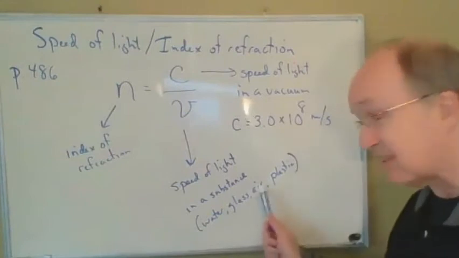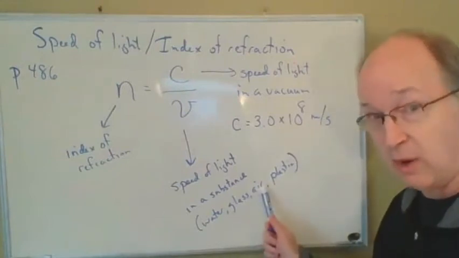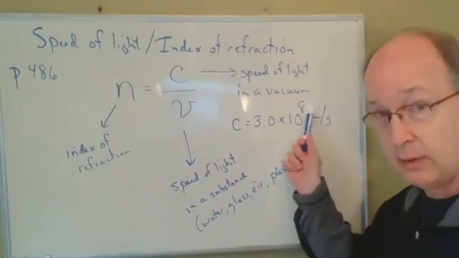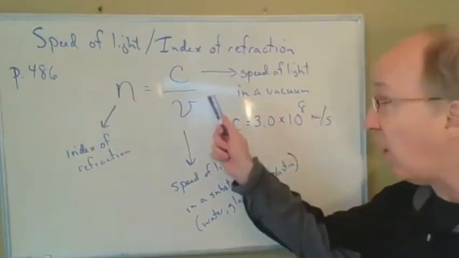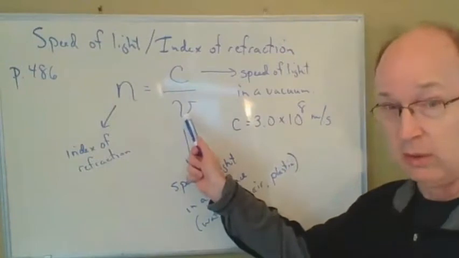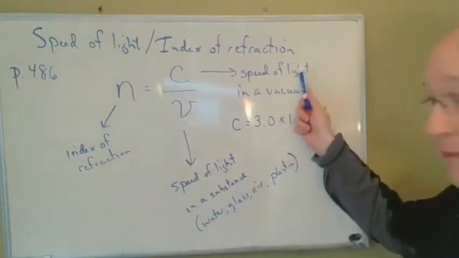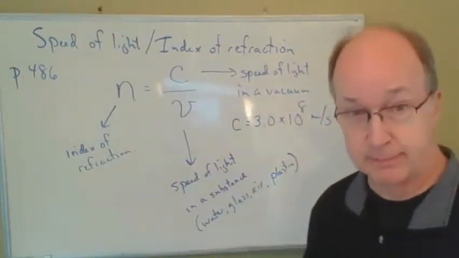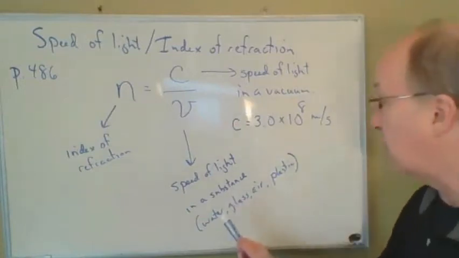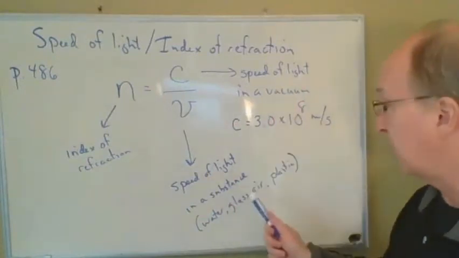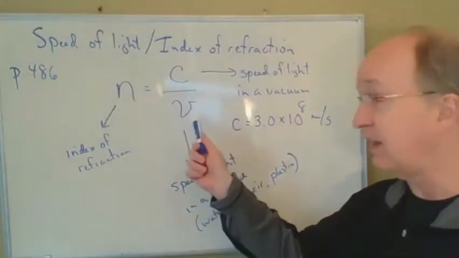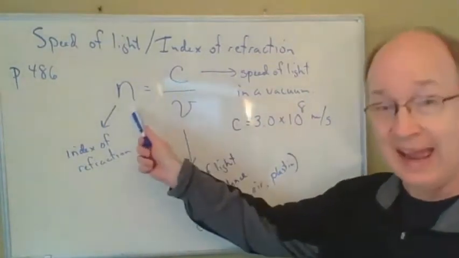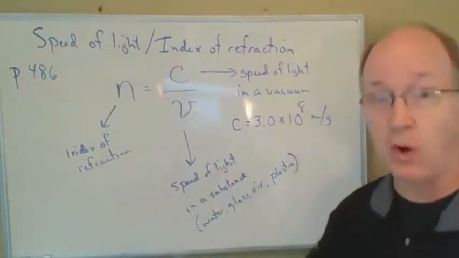Now, this is always smaller than this. No matter what this is, it's always smaller than this. Light always slows down when it goes from a vacuum to something else. Light is always slower in water than it is in a vacuum. It's slower in glass than it is in a vacuum. And that's why, since V is always smaller than C, N is always at least 1.